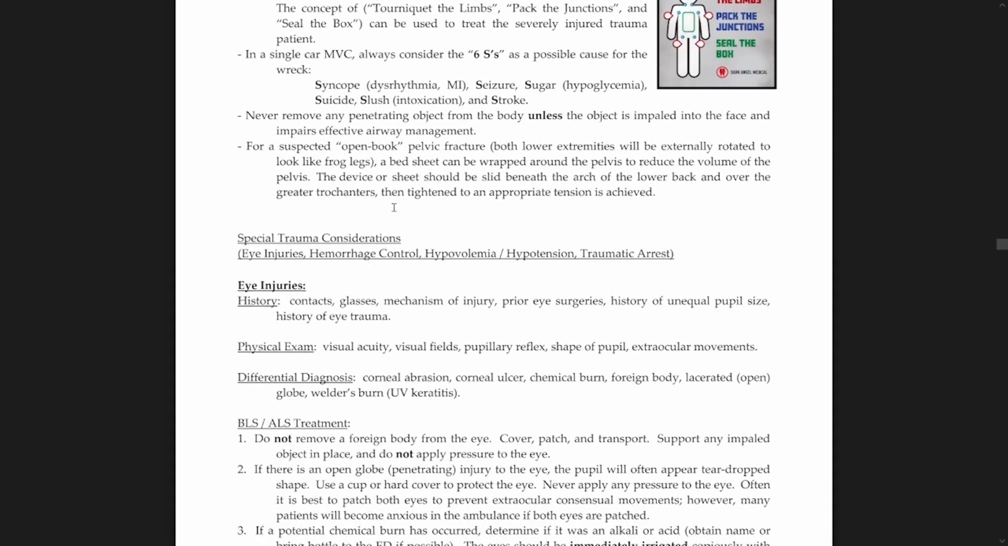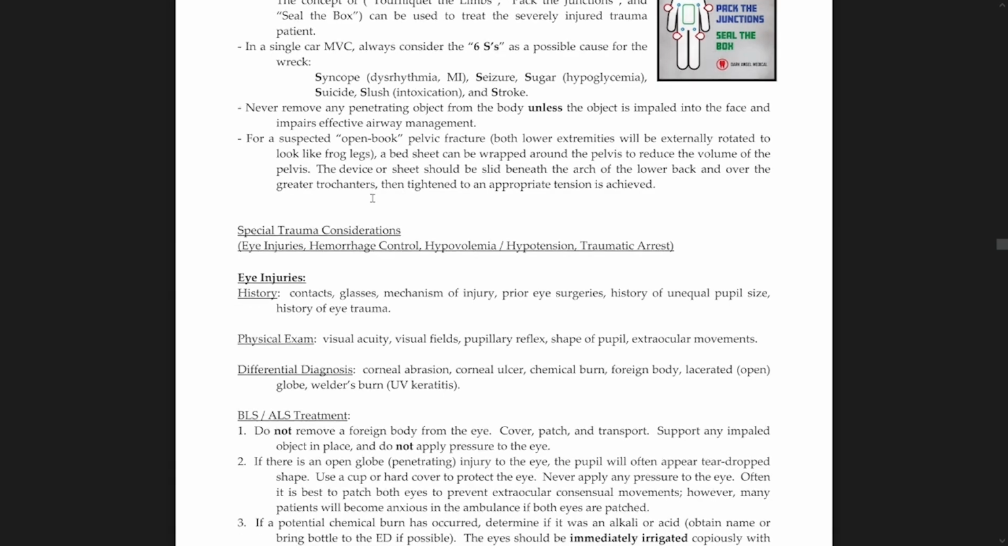management. For a suspected open book pelvic fracture, both lower extremities will be externally rotated to look like frog legs. A bed sheet can be wrapped around the pelvis to reduce the volume of the pelvis. The device or sheet should be slid beneath the arc of the lower back and over the greater trochanters, then tightened until an appropriate tension is achieved.